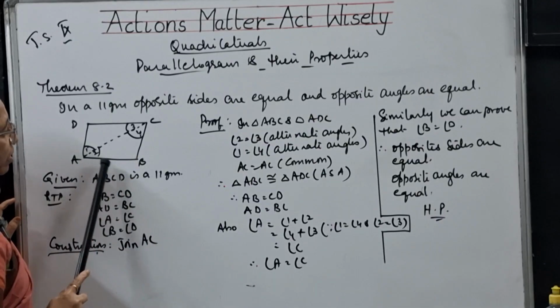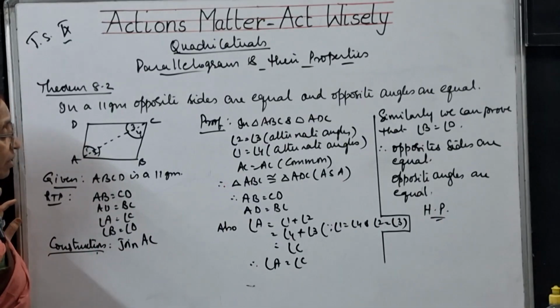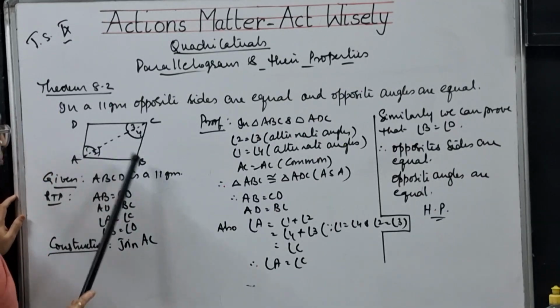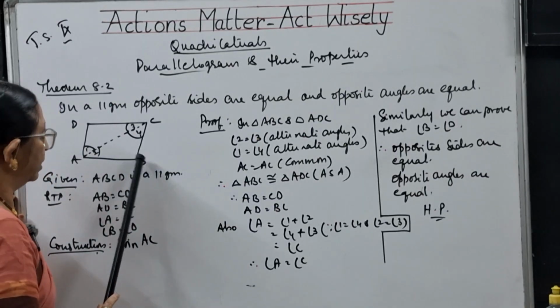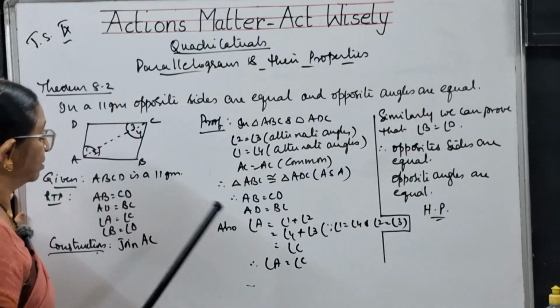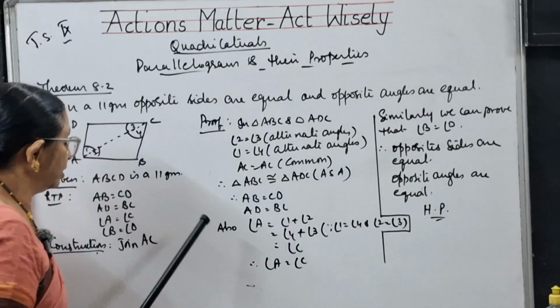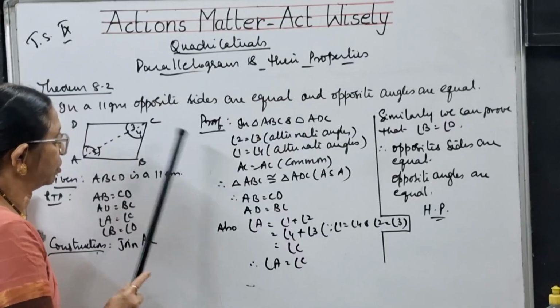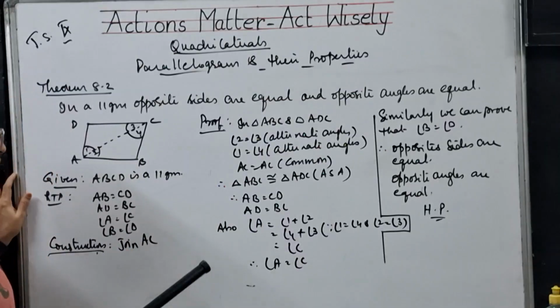After these two are congruent, when two triangles are congruent, their corresponding sides are equal. So AB is equal to CD, and AD is equal to BC. That we have proved here.